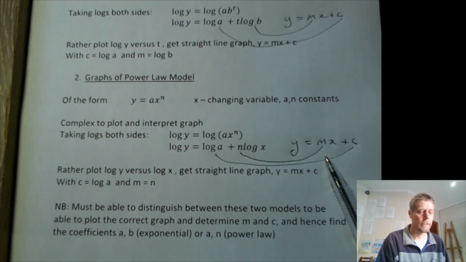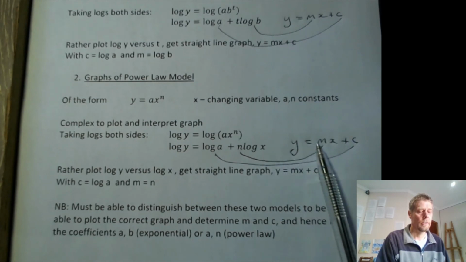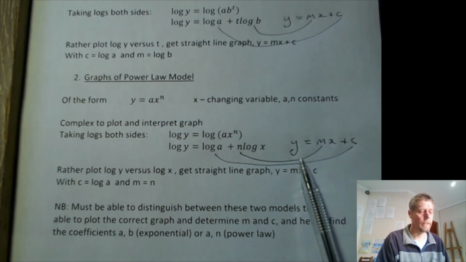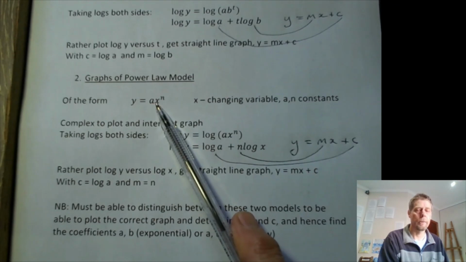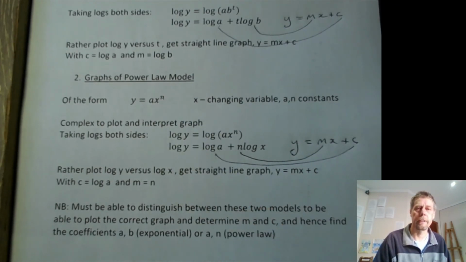You look at your straight line graph and read off your c value. The c value will give you log of a, and when you know what log of a is, you can work out a. And you work out your gradient, change in y over change in x, from your straight line. That'll give you m, and m is n. Now I can write my power law equation: y equals a, which I found, x to the n, which I found.